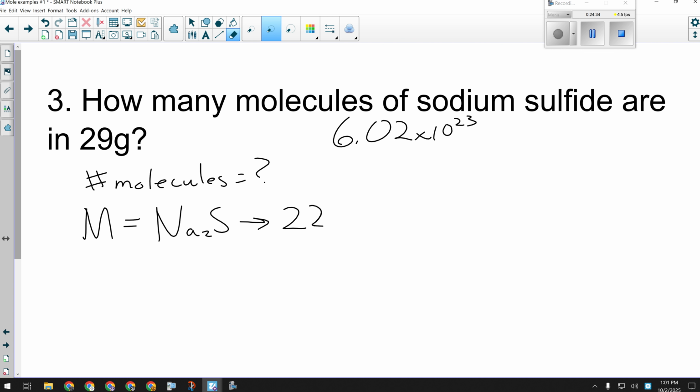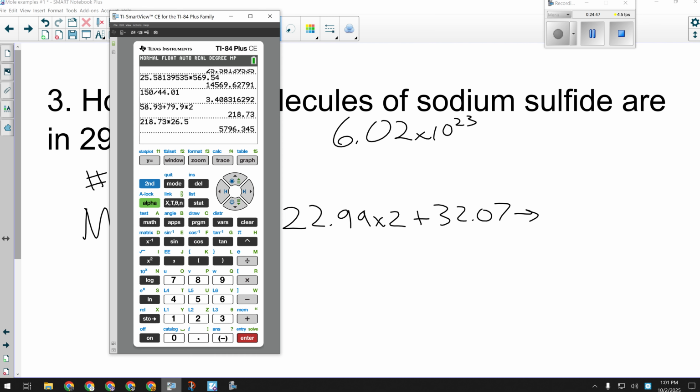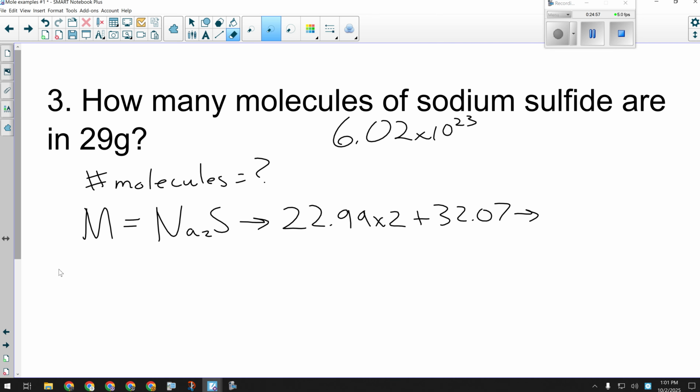So that'll be 22.99 times 2, my 2 sodiums, plus 32.07 for my sulfur. Okay. 22.99 times 2 plus 32.07. Okay, 78.05 grams per mole. And the other thing I'm told is that the mass is 29 grams.